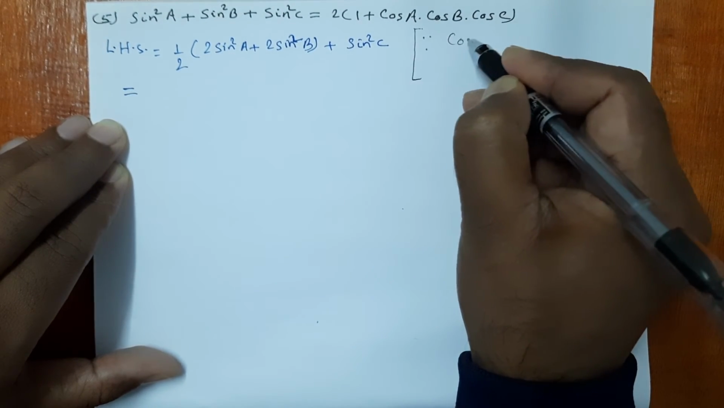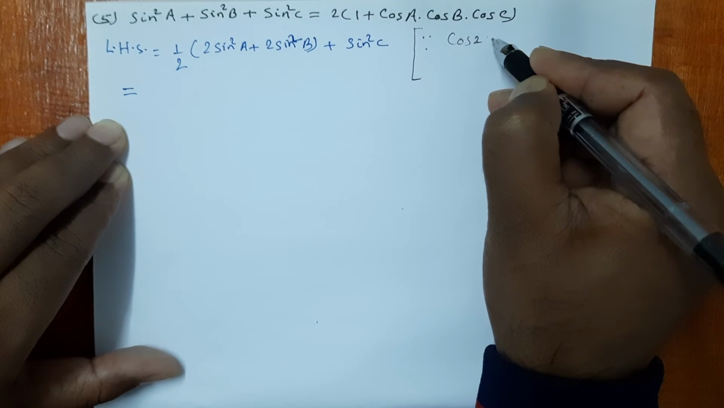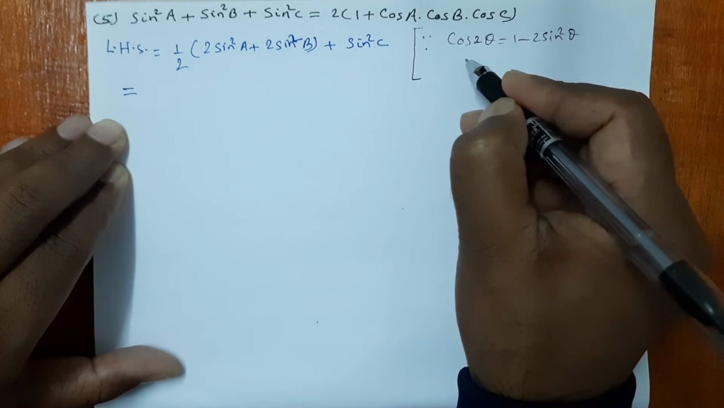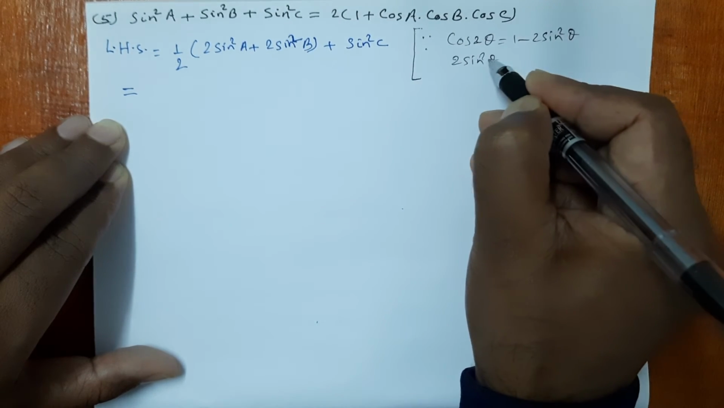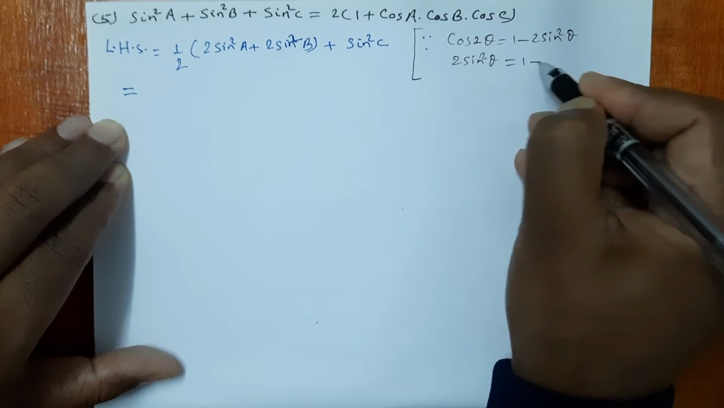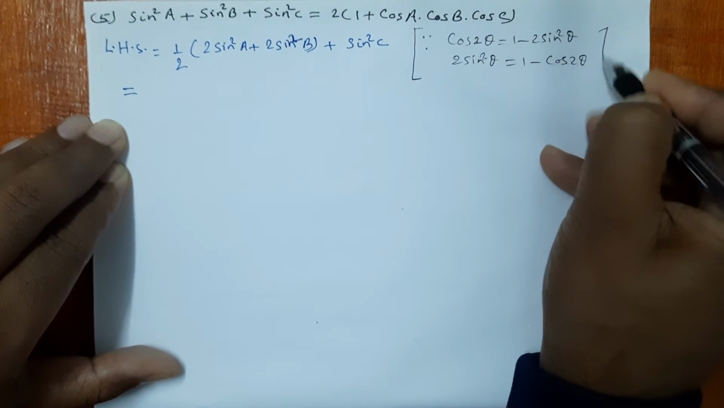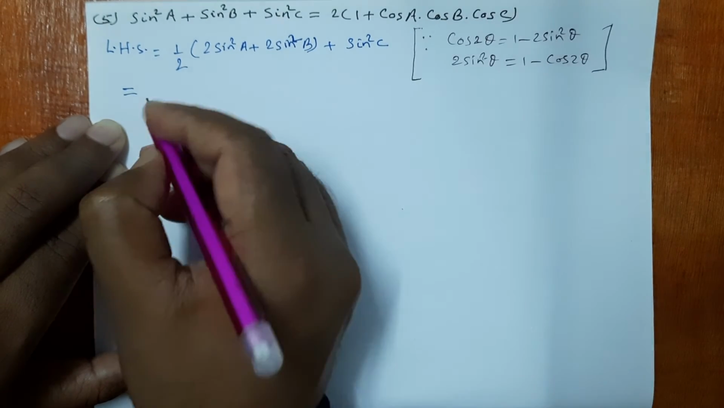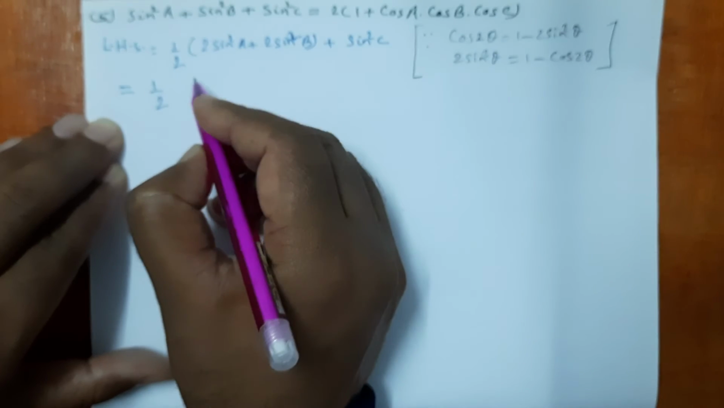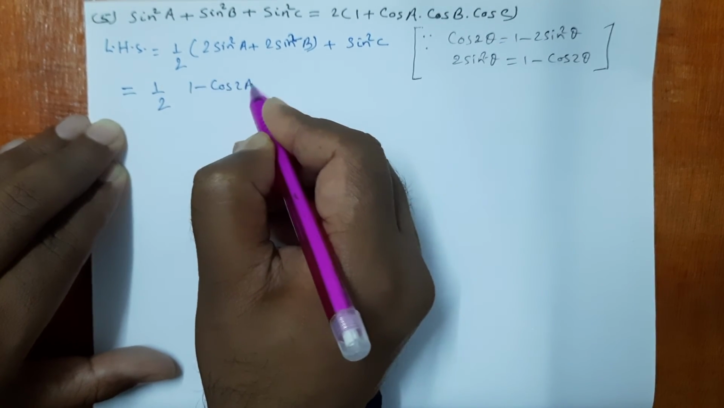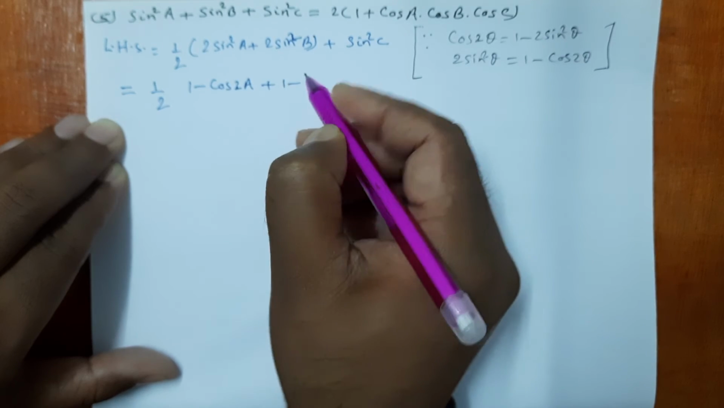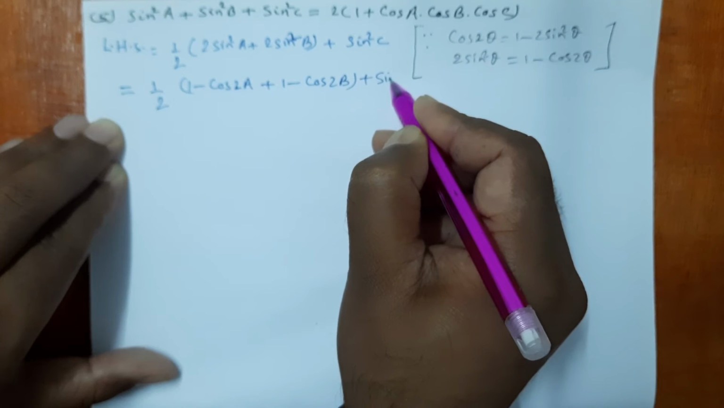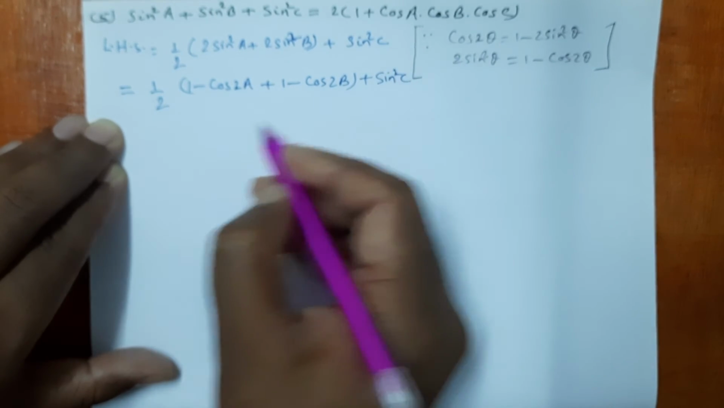we know that the formula for cos 2 theta is 1 minus 2 sine square theta. So from this we can make one formula, that is 2 sine square theta, when it comes here becomes plus, equals 1 minus cos 2 theta. Okay, so 2 sine square A equals 1 minus cos 2A. 1 over 2, this is 1 minus cos 2A, plus this is 1 minus cos 2B, plus sine square C at last.